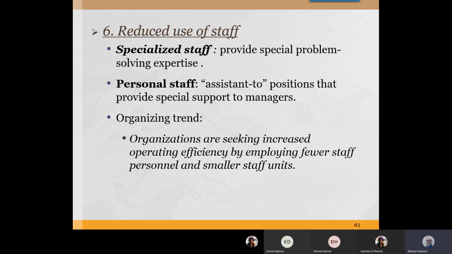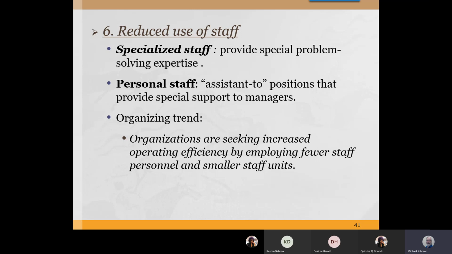So reduce of staff, specialized staff, providing special problem-solving experience. That's what we're really looking for nowadays. Anybody who does something outside of that, we can contract them, or we can get part-time workers. We don't need to have full-time 40 hours a week people. And unfortunately, that's the trend right now, is moving in that particular direction.